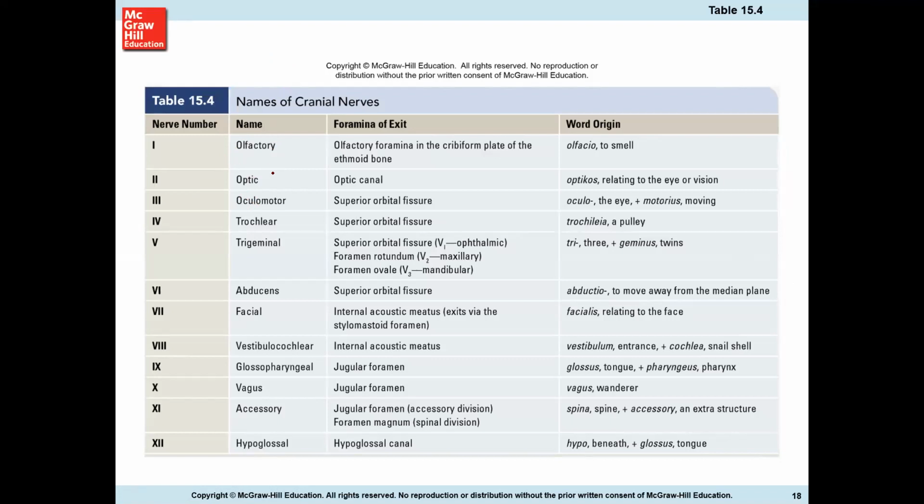Are they sensory? Are they both motor and sensory? Are they autonomic? And are they special sensory? So let me repeat that. First, you have to know the names of all 12.